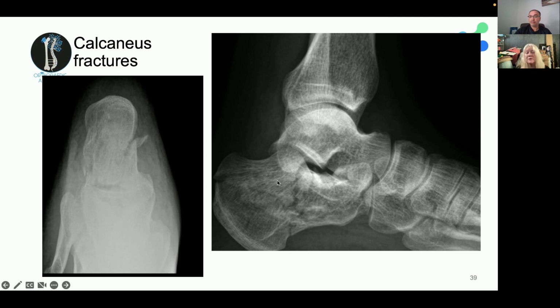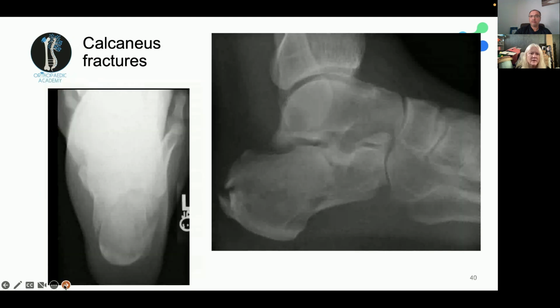The old Essex-Lopresti type classification classified them as two. One was intra-articular with joint depression, and the second one was a tongue type where the Achilles tendon had pulled off a beak of the calcaneus back. And you do sometimes see them, and they're relatively easy to fix, but we usually CT them anyway to make sure the subtalar joint's intact.